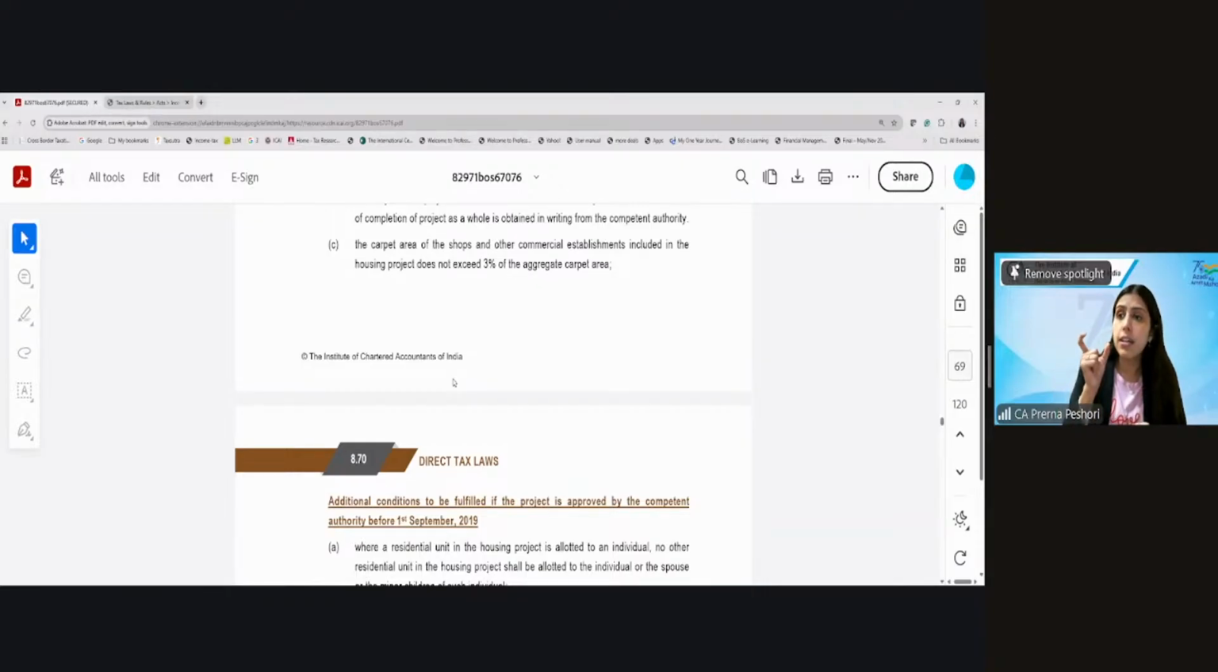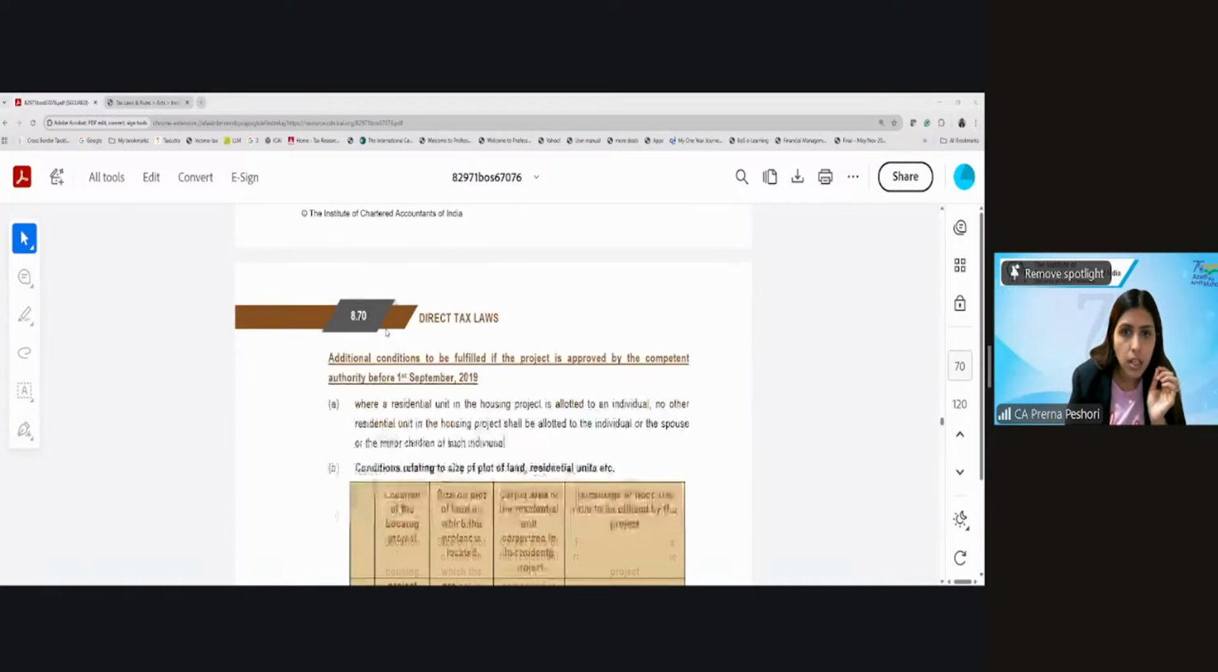is commercial. So that shouldn't be the case. They are saying that the restriction is there on the development of commercial space. They can keep some space for shops and stores in that building, but the carpet area of the shops and commercial establishments should not exceed 3% of the total carpet area of the project. And where a residential unit in that housing project is allotted to one individual, then that individual or his spouse or his children should not be allotted any other unit. So one particular unit should be allotted to one particular individual only.